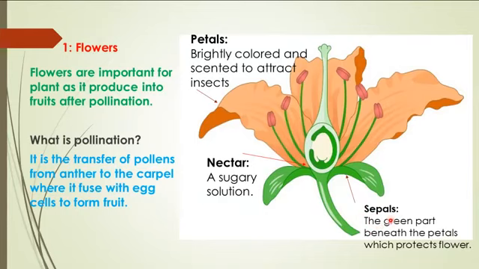Another feature is sepals. Plants have sepals. Sepals are the green part beneath the petals. This green part protects the flower.